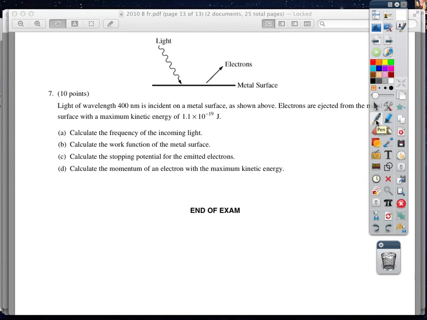Right. So light with this 400 nanometer wavelength. What color is this? Purple. Violet. Yeah, violet, purple, whatever. Violet, awesome. That is violet color, incident on a metal surface. Electrons are ejected with a maximum kinetic energy of this. All right. If I give you the wavelength and I give you the KE, what should you be able to find right away, Michelle?